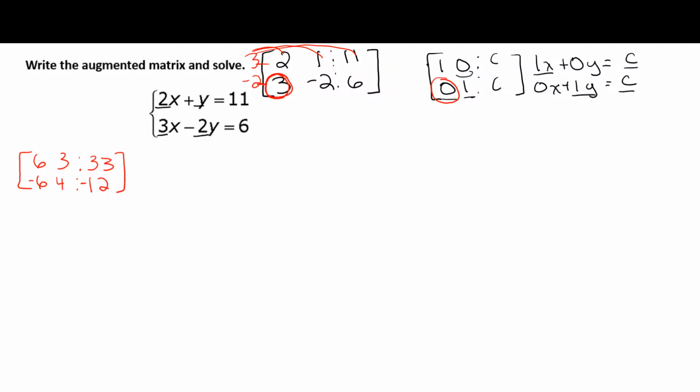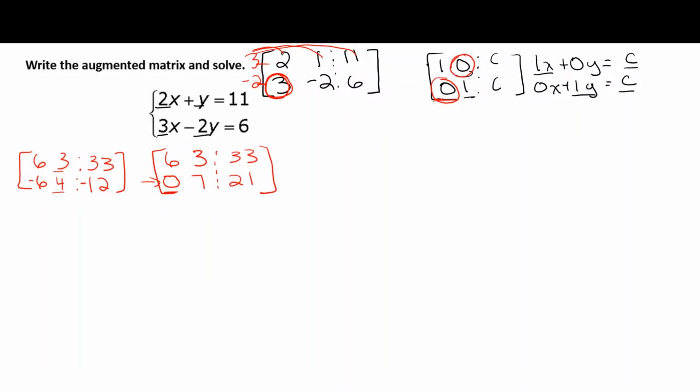Now I'm going to keep my top row the way it is. So I'm going to say 6, 3, 33. And I'm going to add these two together and put them in my second row. So 6 plus -6 is 0. 3 plus 4 is 7. And 33 plus -12 is 21. So here's what my new matrix looks like. Now I've got my 0 exactly where I wanted it to be. I have a 0 here.